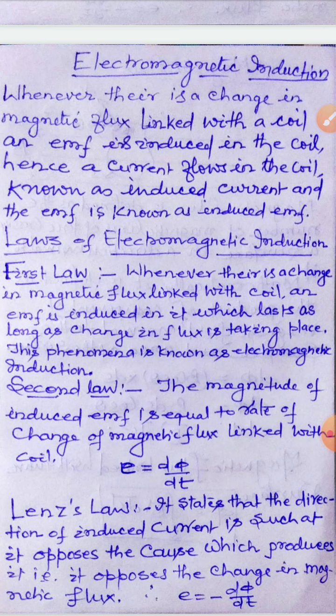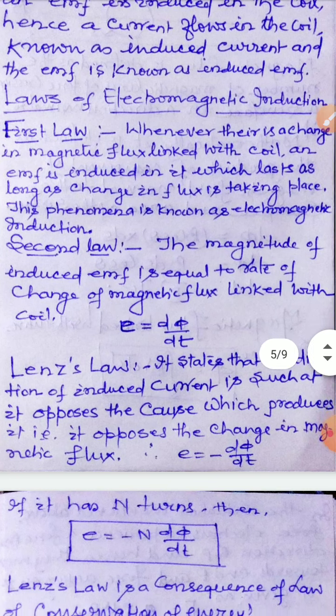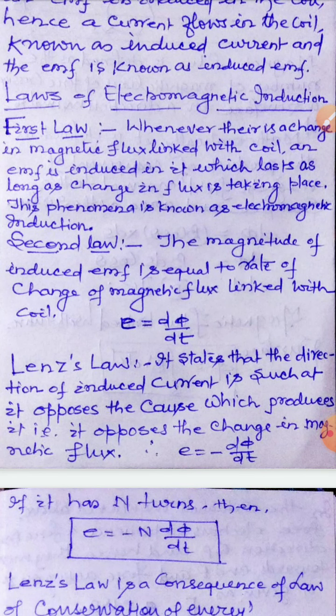Second law says the magnitude, how much EMF is induced in the coil. First law says that a changing magnetic field produces an induced EMF in the coil. How much induced EMF will be produced? That is answered in the second law. It says the magnitude of induced EMF is numerically equal to the rate of change of magnetic flux linked with the coil. The greater the rate of change of magnetic flux linked with the coil, the stronger will be the EMF produced, and vice versa.